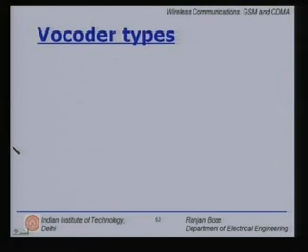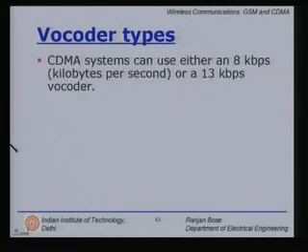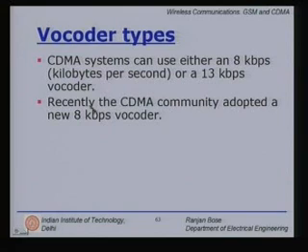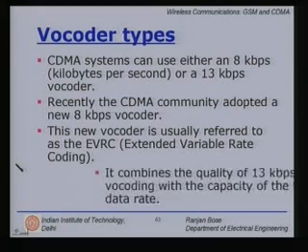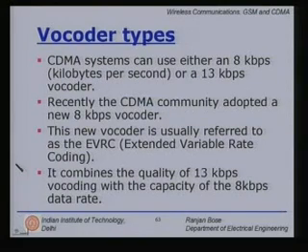Let us now cast our attention on the various types of vocoders. CDMA systems can use either an 8 kilobits per second or 13 kilobits per second vocoder. Recently, the CDMA community adopted a new 8 kbps vocoder. This new vocoder is referred to as the EVRC, or the extended variable rate coding. What it does is it combines the quality of 13 kbps vocoding with the capacity of 8 kbps data rate. So, it is a more enhanced version, the extended variable rate vocoding.